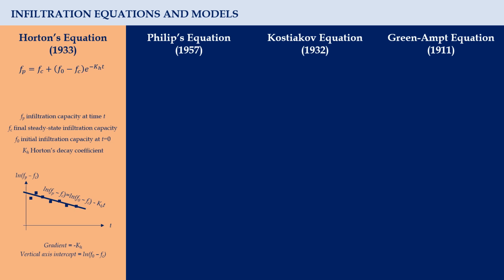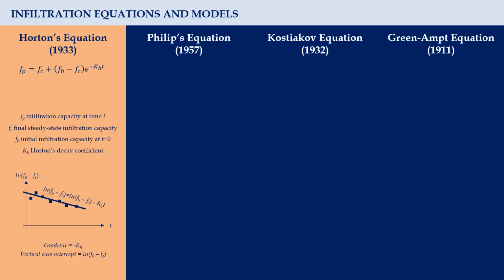The first and one of the most popular models is Horton's equation. This equation expresses the variation of infiltration capacity as an exponential decay. To use this equation, we need to know the initial infiltration capacity F0 at the time when t is 0. Note that this parameter is not measurable from our experiment.